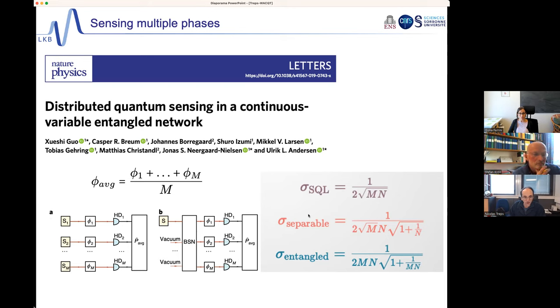And then because it's distributed, there are two other bounds you can calculate, one for separable states and one for entangled states. And the quantum resource they consider here is not a NOON state, but only squeezed light or Gaussian entanglement. And what you see is that, depending on how you go, some M, which is the number of measurements, or N, the number of photons, goes out of the square root. So with entangled, you have no square root anymore here, so you get a better sensitivity. With separable, you have a square root on the M, and the standard quantum limit has a square root on the N. So what they did was an experiment in the entangled case.